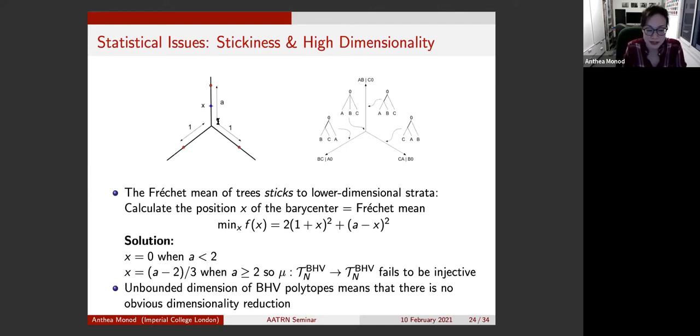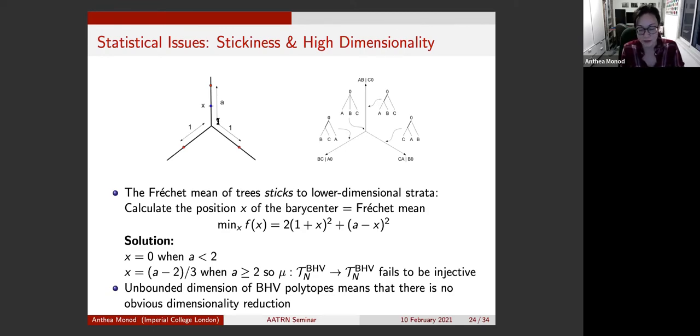Another problem, which I'll discuss a bit later, is that Speyer and Sturmfels, and collaborators, also proved that BHV polytopes, which are subspaces where you can compute the edges between the subspaces by the BHV metric, are unbounded in dimension. This means there's no obvious subspace in which to project your data, so it's hard to visualize and hard to do dimension reduction. Things like PCA in BHV space are extremely challenging. So this is why we want to look at an alternative representation to see if there's any other way that we can do statistics.